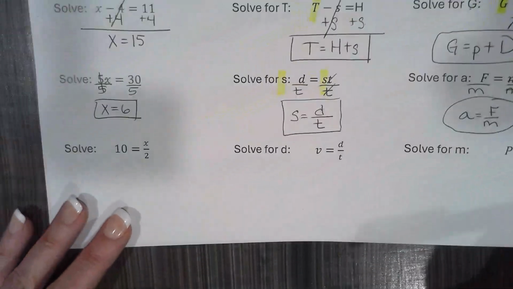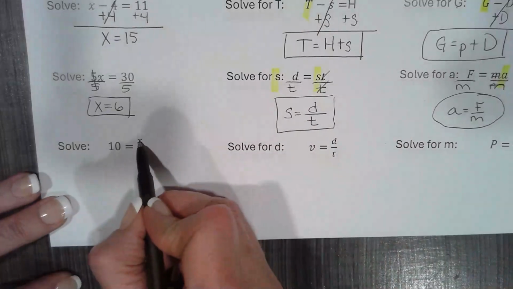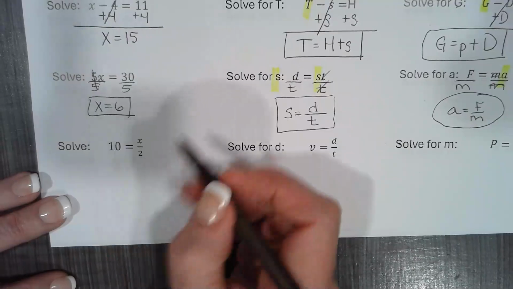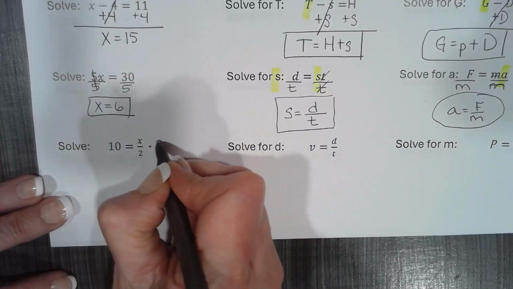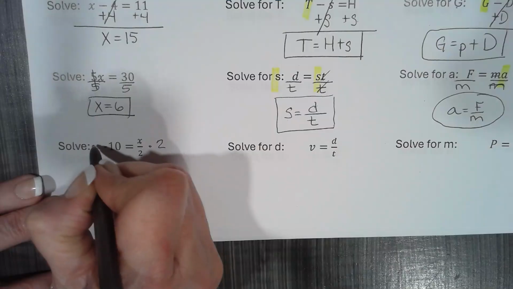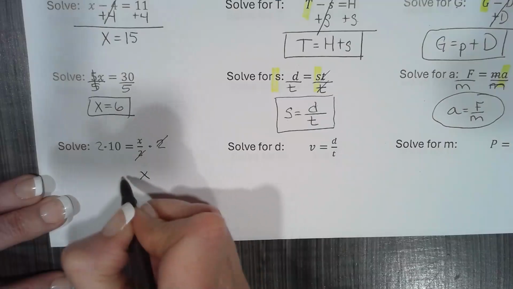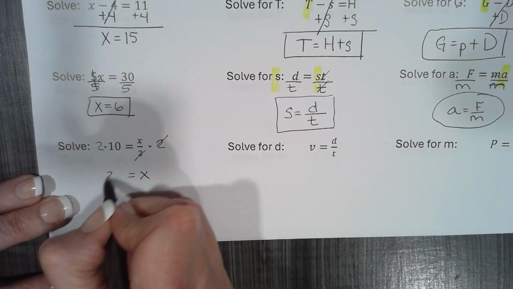All right, last one stepper. Solving for x, and the 2 is divided. The opposite of division is multiplication. So I am going to multiply both sides by 2. X is all by itself. 2 times 10 is 20.